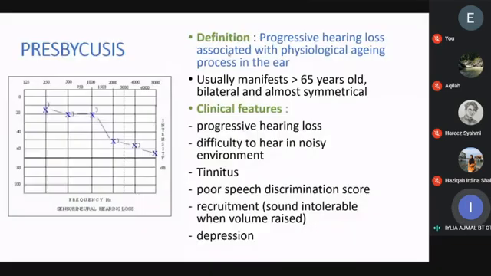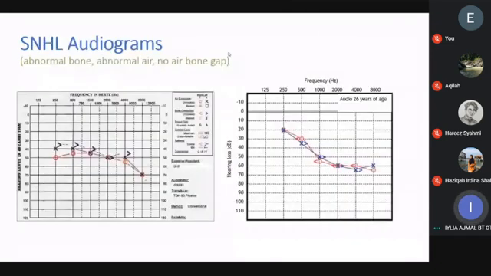Okay, when you see a pure tone audiogram, on your y-axis is the degree of hearing loss, 10, 20, 30, 40 dB. On your x-axis are the different frequencies. Usually our machine will show you 250 Hz to 8 kilohertz.